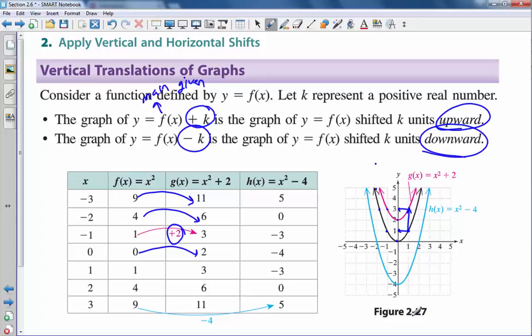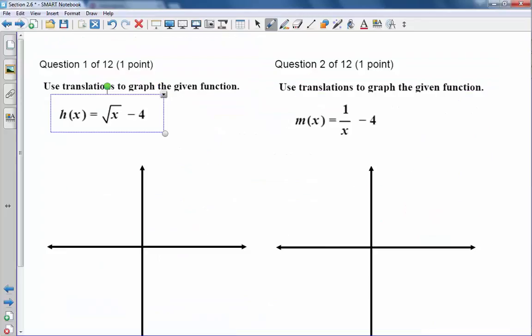What if we have a negative? You move every number. Look at the negative one. 4 units down. 9 to 5. You take off 4. You bring every number down: this goes 4 units down, and this goes 4 units down. You move every number 4 units down. Okay? Now, here's our first 2 questions.